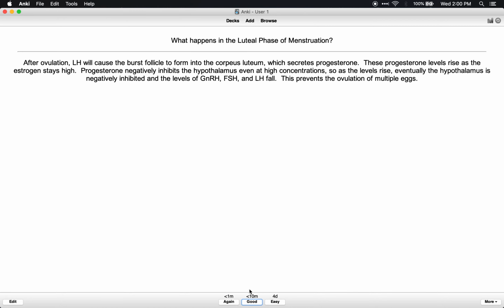Luteal phase, no idea. After ovulation, LH will cause the burst follicle to form. LH will actually cause the corpus luteum to form and secrete progesterone, and levels rise.